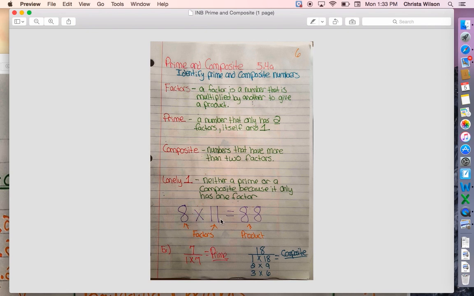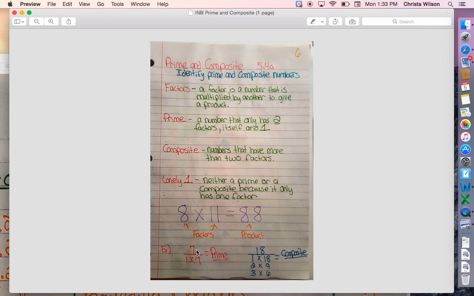I have 8 times 11 is equal to 88. The definition of factors, if you'll see, it's a number multiplied by another number. So these two, the 8 and 11, are factors. And then this is your product, which is 88. And here's some examples on prime and composite numbers.